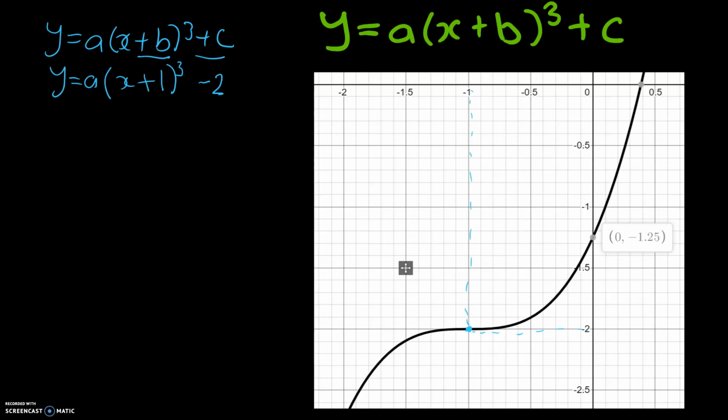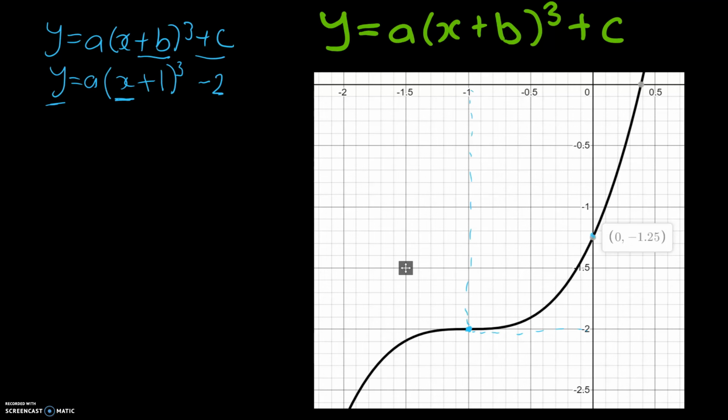So far I've got y equals a, and then in brackets x plus 1 cubed. So that plus 1 moves it to minus 1. And then minus 2, and that minus 2 moves it down to minus 2. We now need to substitute in a point to get an x and a y value to then be able to calculate the a.